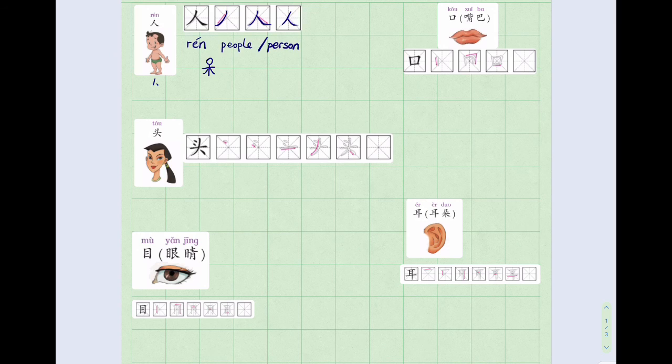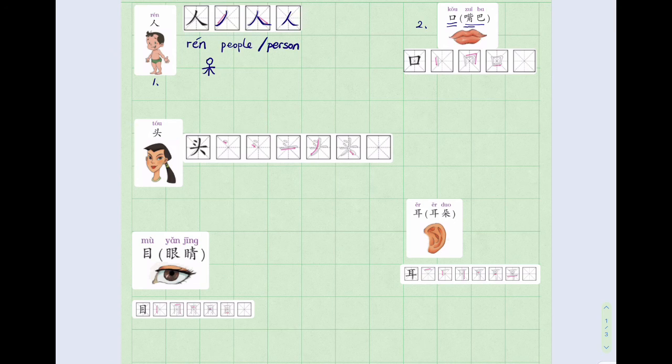Let's come to the second one, 口. I'm going to teach you this one, 口. It means mouth. One Chinese character, it means mouth. This one, 嘴巴, which is very colloquial. So in daily language, we might need to use 嘴巴. But you can see it's very complicated to write, especially 嘴. So we will go with the easy one, 口.